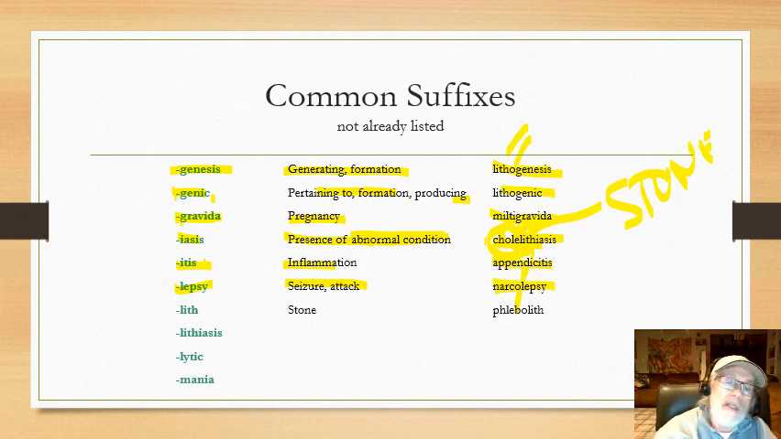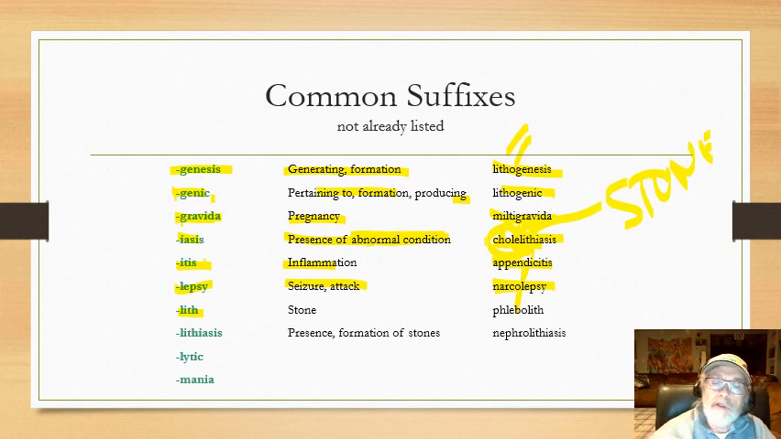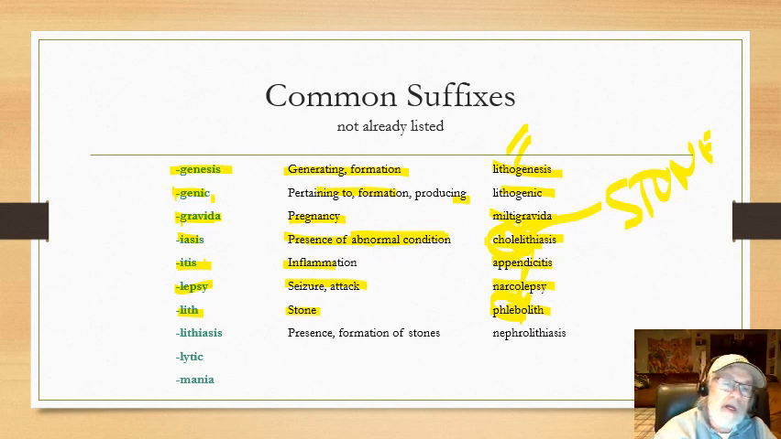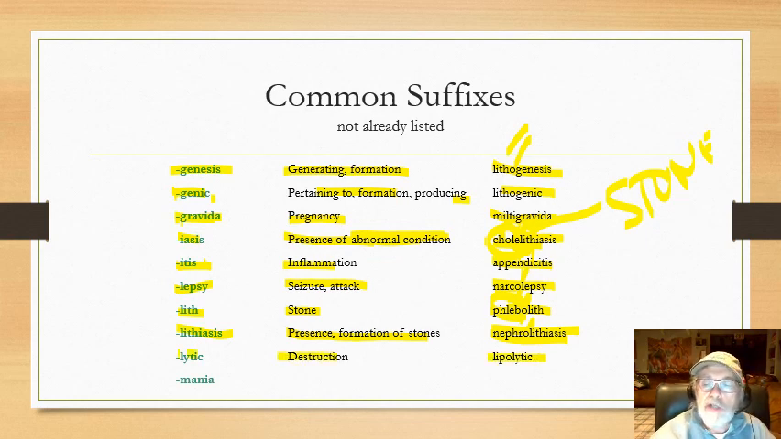Lith, we've had this before, stone. Phlebolith. Phlebo is a word that means vein. These are some stones that sometimes people get in the vein where the vein doesn't allow the blood to flow and it becomes hard, called a phlebolith. Lithiasis is the presence or formation of stones. Nephrolithiasis, the presence or formation of, guess what? Nephro, kidney. Lytic. Lytic is destruction of something. Something that's lipolytic means it destroys fat.